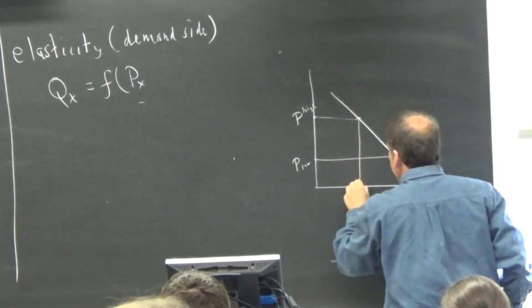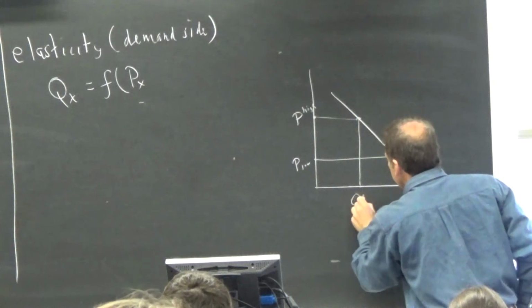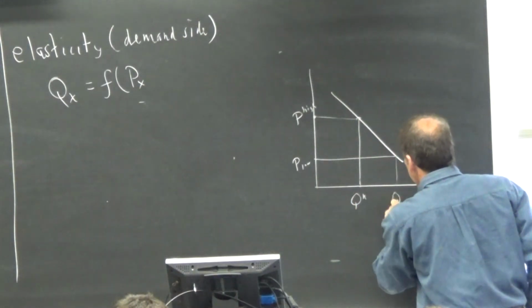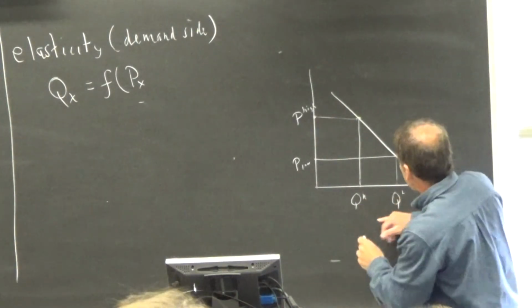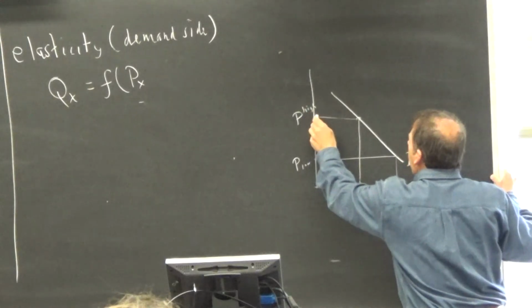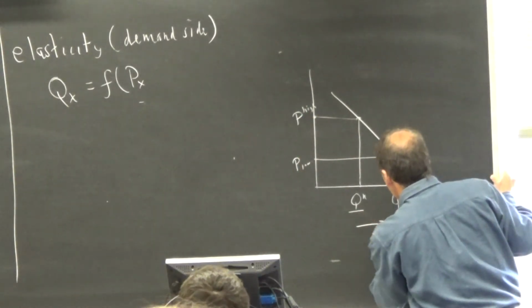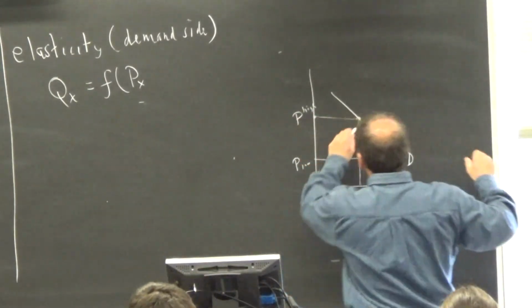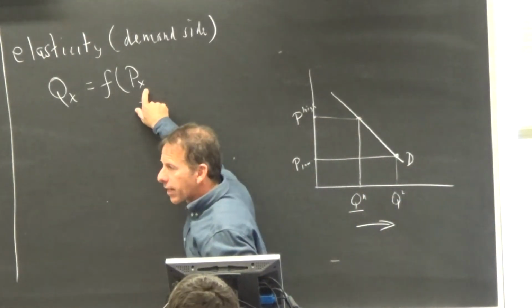And the quantity, we'll call this QH and this QL, right? What happens is when the price is high, we have this Q, and when the price is low, we have this Q. So obviously the quantity is going that way, okay? So there we have this negative or inverse relationship between the two. So we're moving along the demand curve.